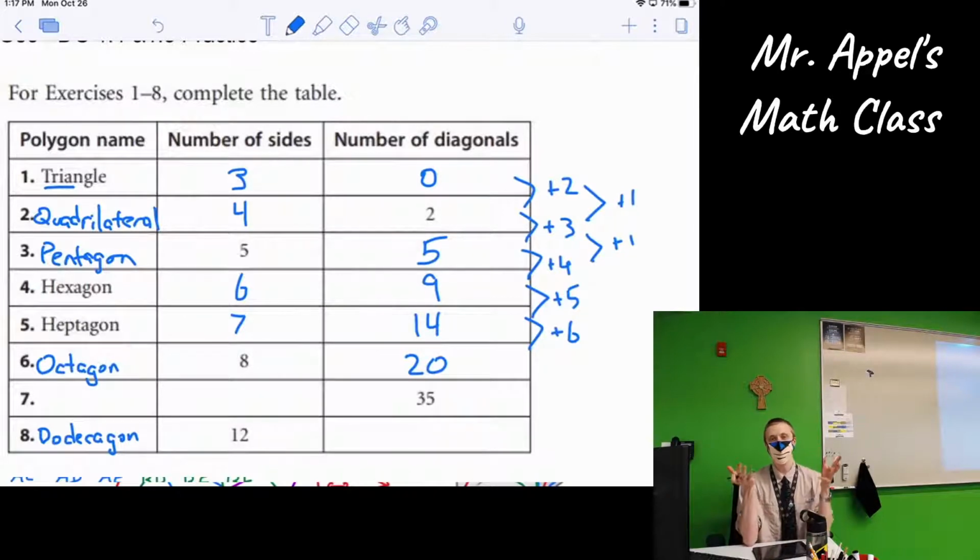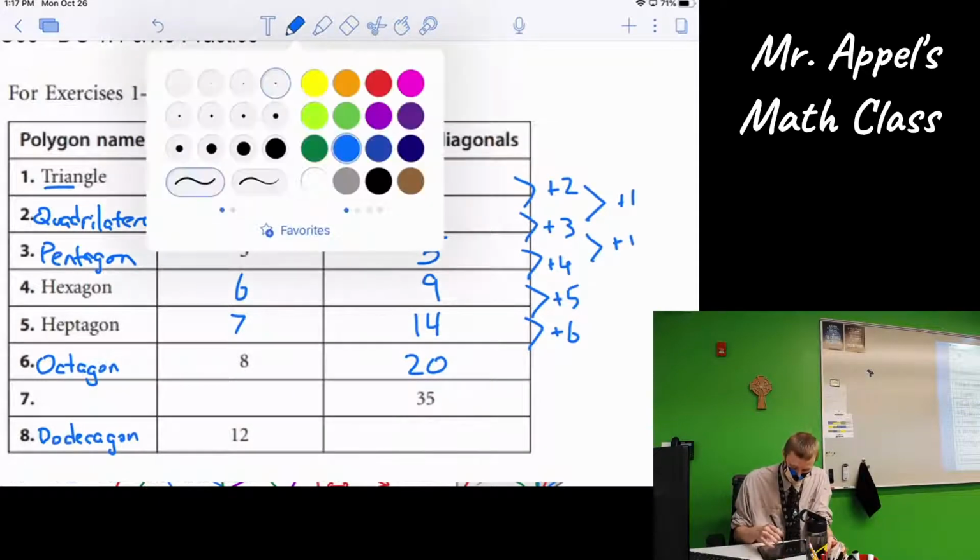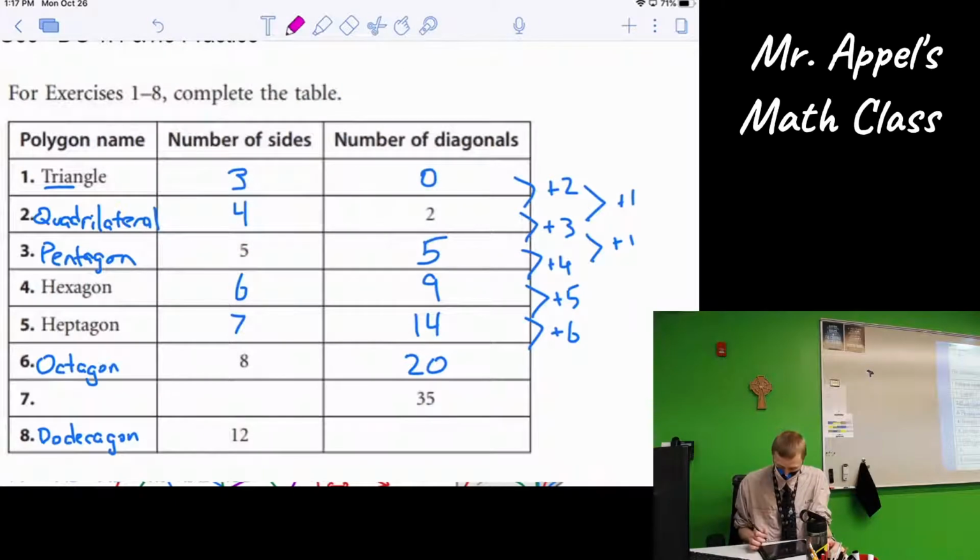Right? This is the power of pattern finding, folks. You don't need to have memorized, oh, octagons, those have 20 diagonals. Follow the pattern. In fact, if we continue to follow this, I'm going to switch to a different color here just in case. We would expect to add 7, right? 20 plus 7 is 27? That's not 35. These go up by 1 each time.